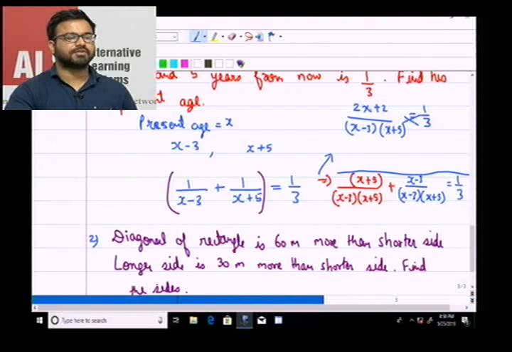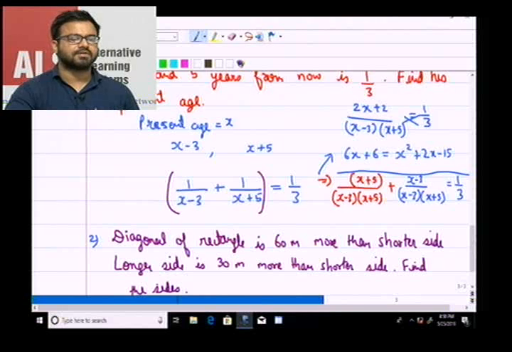When you do the cross multiplication, 3 gets multiplied with this 2x plus 2. So it will be 3 into 2x, which will become 6x plus 6, is equal to, multiplying these two values, x square plus 5x minus 3x plus 2x minus 15. This will be the equation: 6x plus 6 is equal to x square plus 2x minus 15.